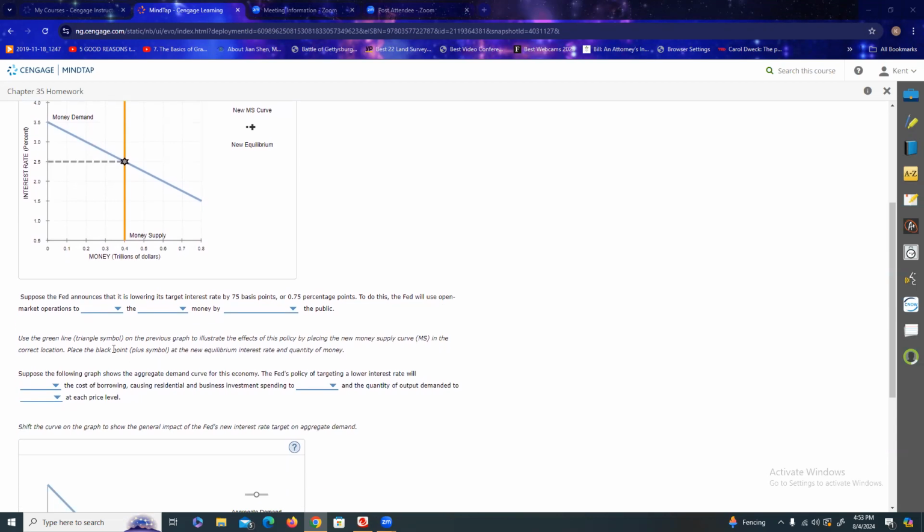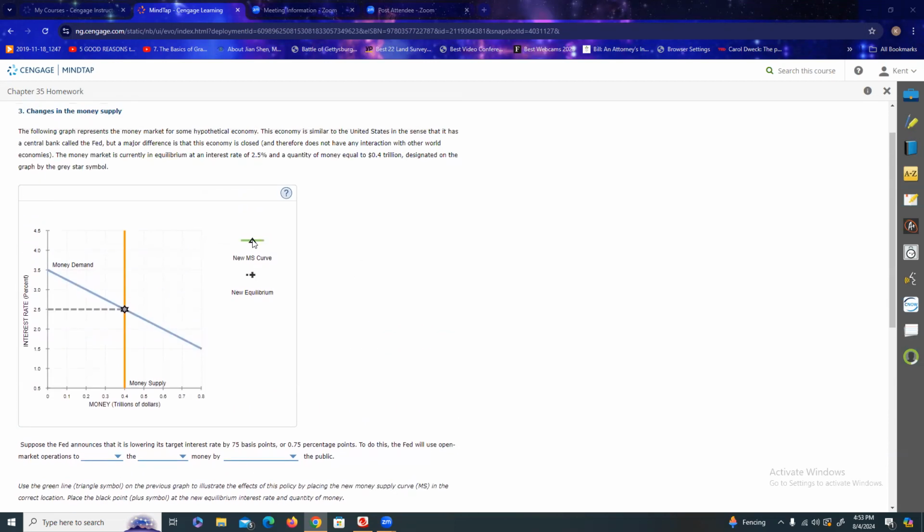Use the green line on the previous graph to illustrate the effects of this policy by placing the new money supply in the correct location. And then place the black point, this thing, at the new equilibrium interest rate and quantity of money. Okay, well, let's move this down. Let's see, we get it.